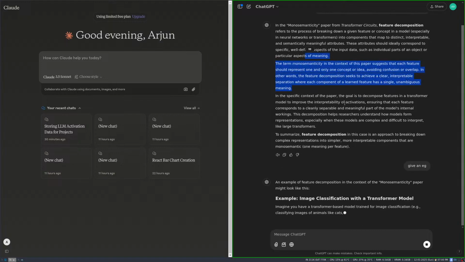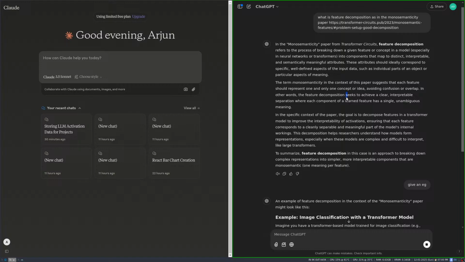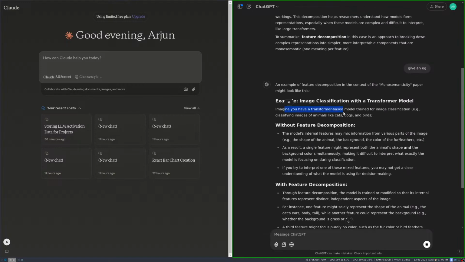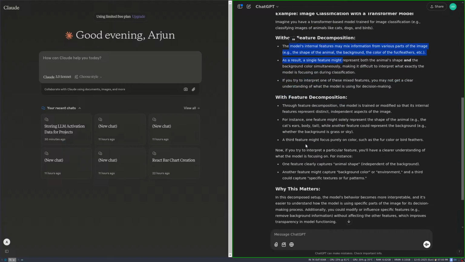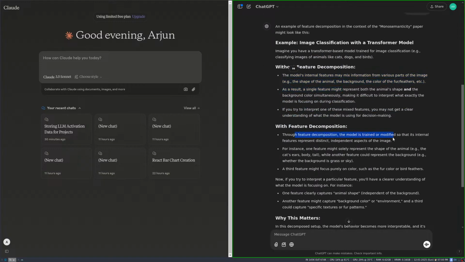The term monosemanticity in the paper suggests that each feature should represent one and only one concept. Okay, image classification. Imagine you have a transformer-based model for image classification. Without feature decomposition, the model's internal features may mix various aspects of the image. Through feature decomposition, the model is modified so that its internal features represent distinct, independent aspects of the image. For instance, one feature might solely represent the shape of the animal, while another feature represents the background. Oh, okay.